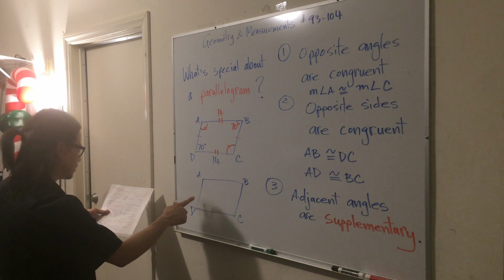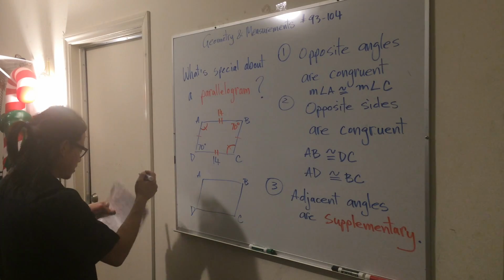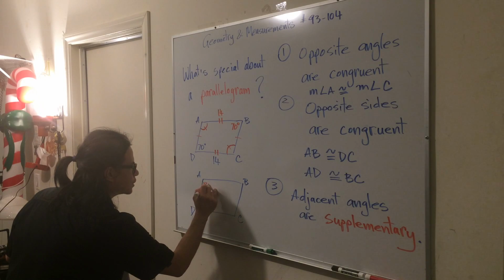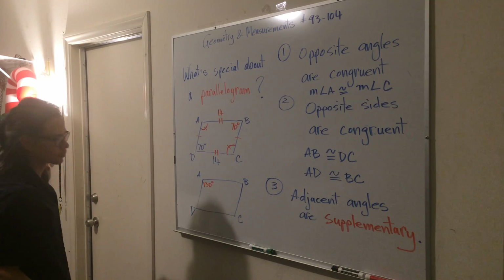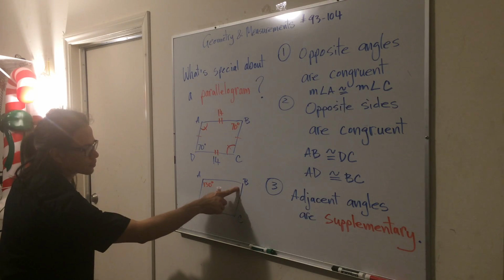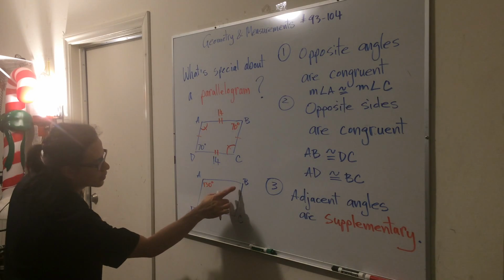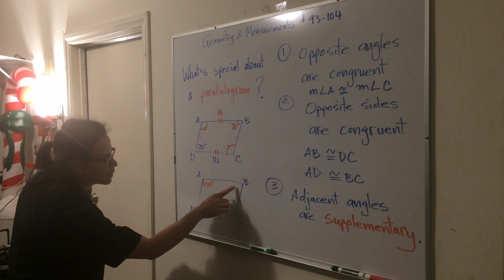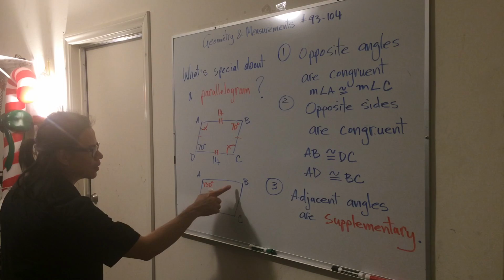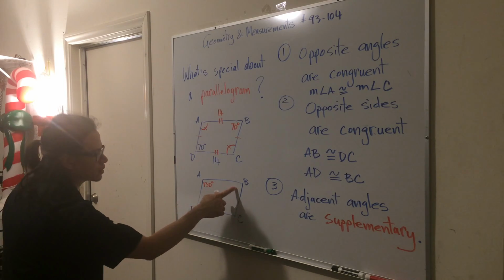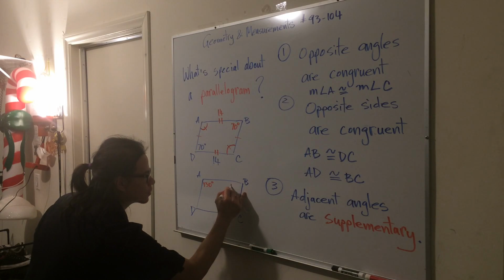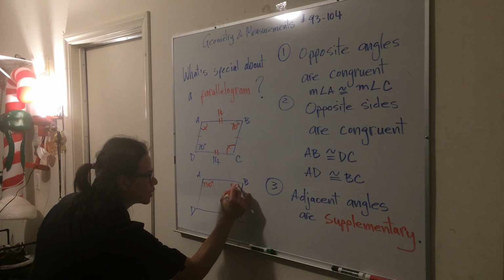So let's focus in on, let's say, angle A. If angle A is, let's say, 130 degrees, the angle that is next to A would be such that 130 plus that angle will give you 180 degrees. So 130 plus what is 180? So if you say 50, you are correct.